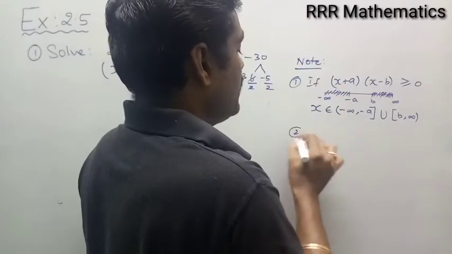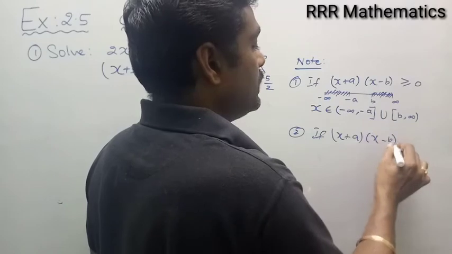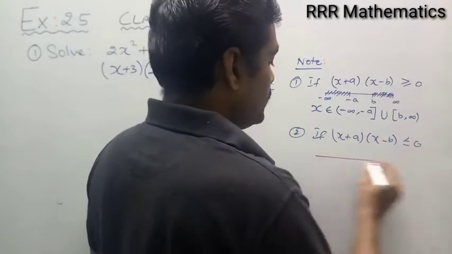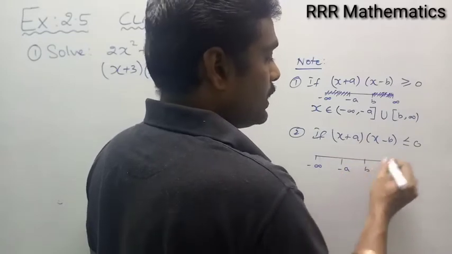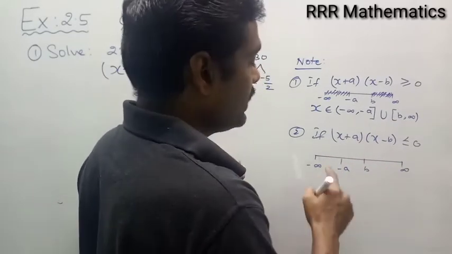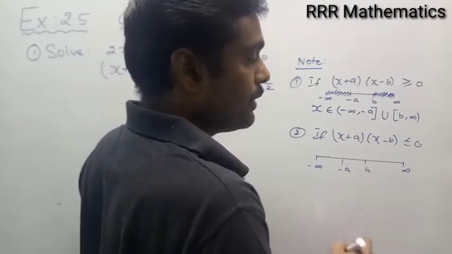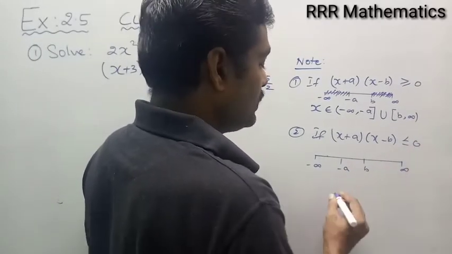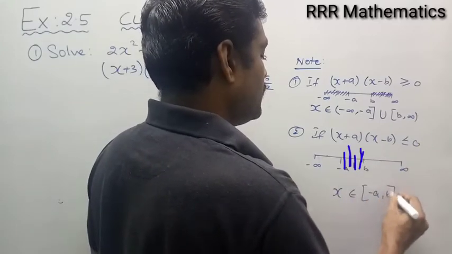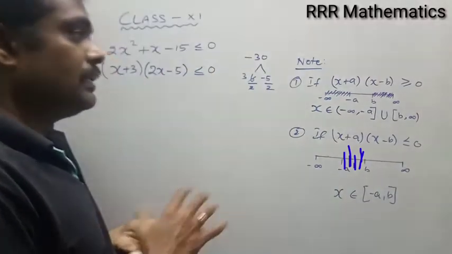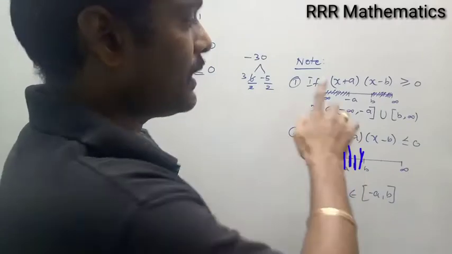Suppose the same inequality (x + a)(x − b) ≤ 0. In this case also the intervals are minus infinity to −a, −a to b, and b to infinity. I have three intervals, but I have less than or equal to 0. So in this case x belongs to the closed interval [−a, b]. Got it? For a quadratic, I can say the value of x directly by factorization.